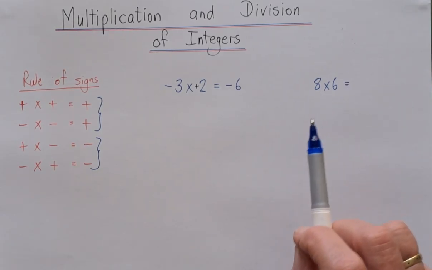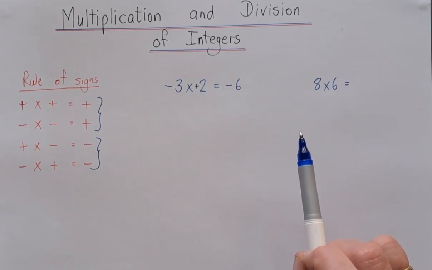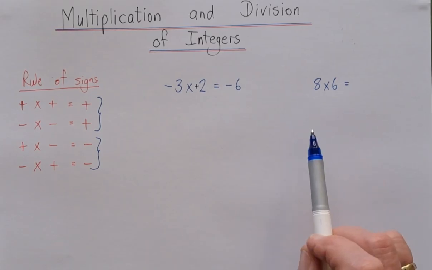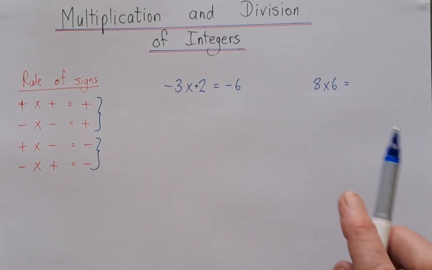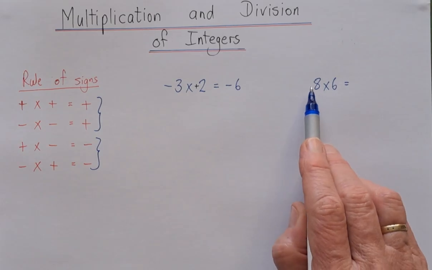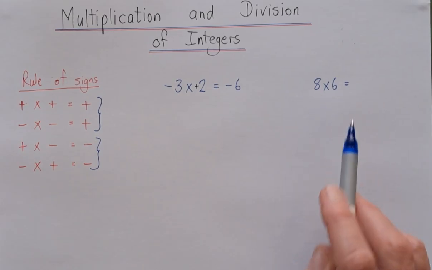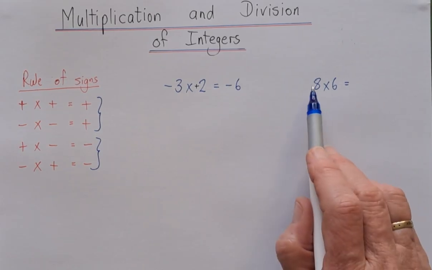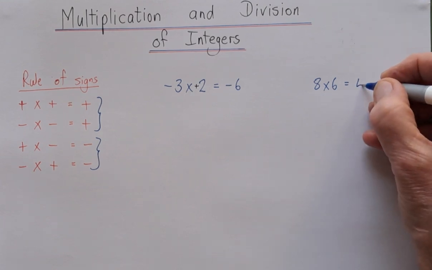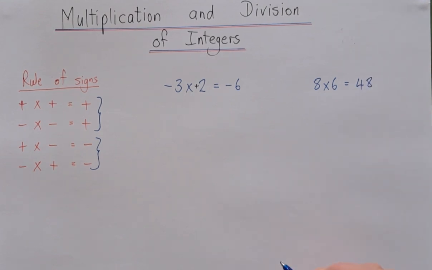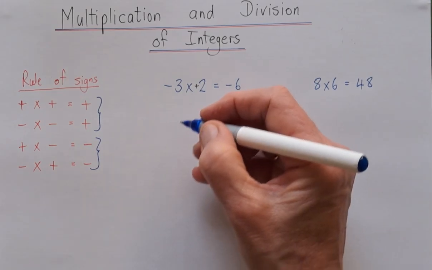So just like I showed you in the adding and subtracting video, this can throw people because they're doing integers and their minds are going on to negative numbers the whole time. But what have we got here? We've actually got a positive 8 times a positive 6. So it's just a normal sum. Positive times positive is positive. 8 times 6 is 48. So don't let that put you off. Let's try one with a negative.